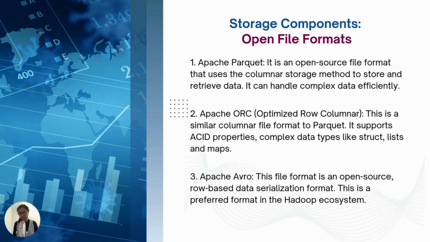You can check that link. Okay. Second is Apache ORC. ORC, what is the full form? Optimized Row Columnar. So this is a similar type of columnar file format to our Parquet file format. It supports ACID properties and complex data types like struct, list, and maps. Also, if you want to know more about this file format, I'll give you the link in the description section.